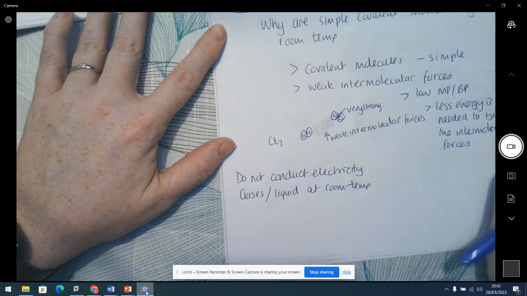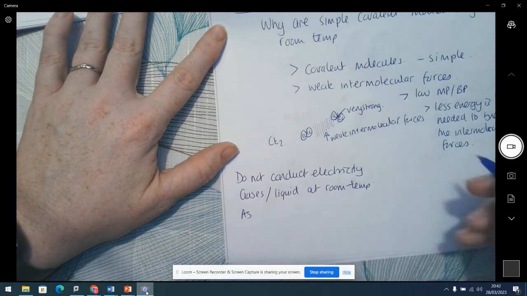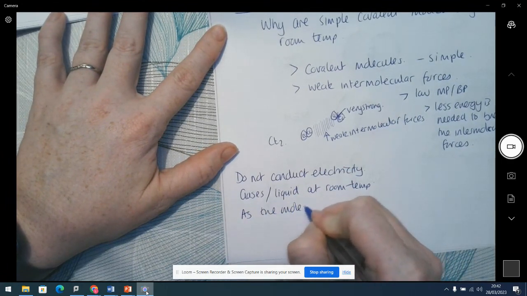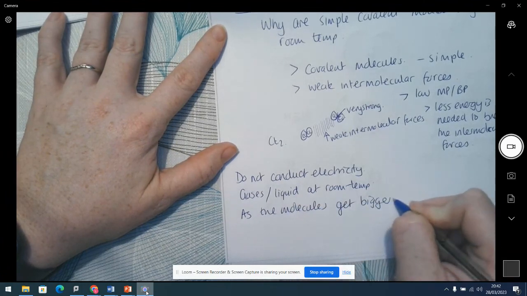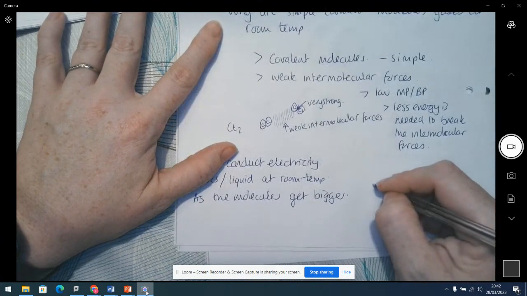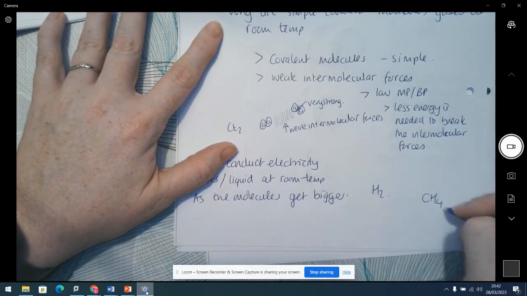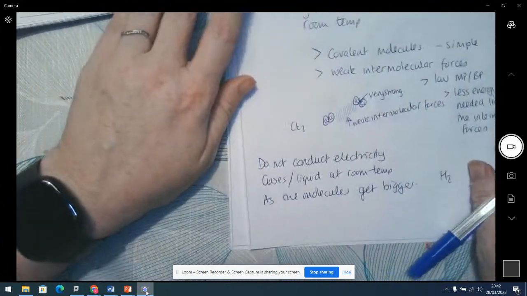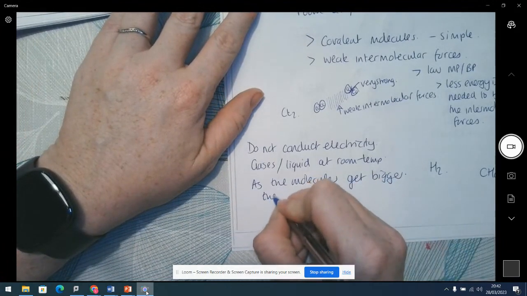What I will say though is, as the molecules get bigger, okay, so the size of the molecules gets bigger, for example, hydrogen, H2, compared to say methane, that's a much larger structure. As the molecules get bigger, the intermolecular forces increase.